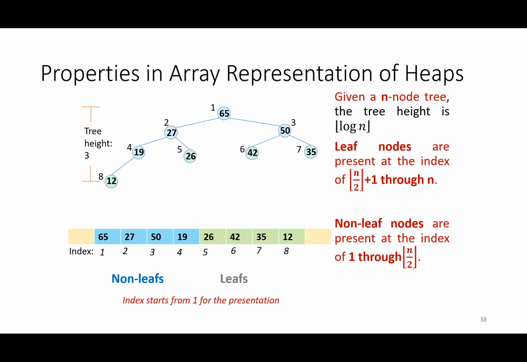And they also have some interesting properties. For example, given an n-node tree, the tree height is log n. The leaf nodes are at the indices n divided by 2 plus 1 through n. The non-leaf nodes are at the indices 1 through n divided by 2.